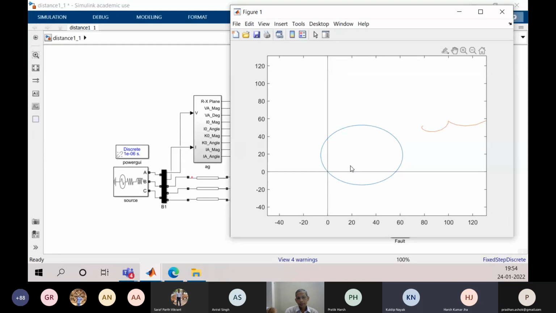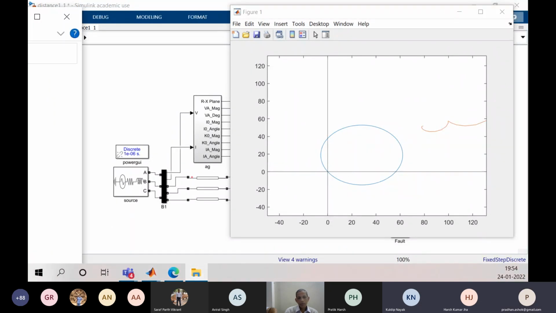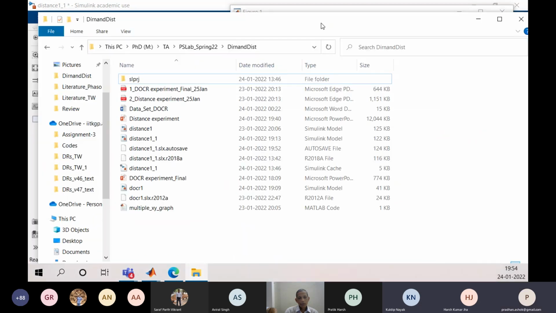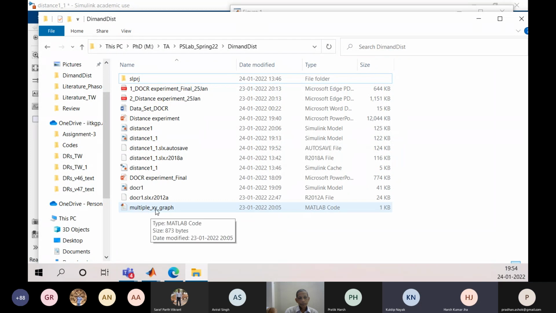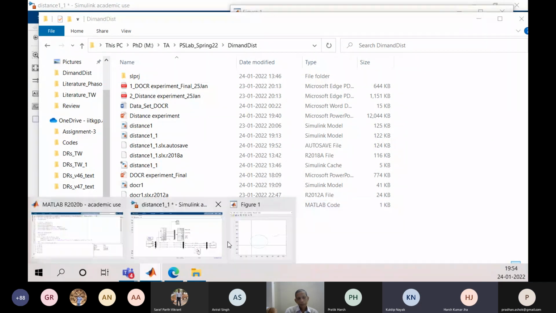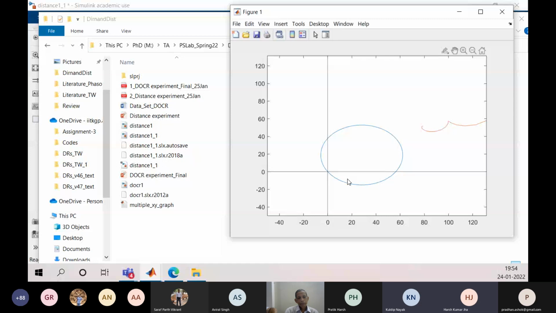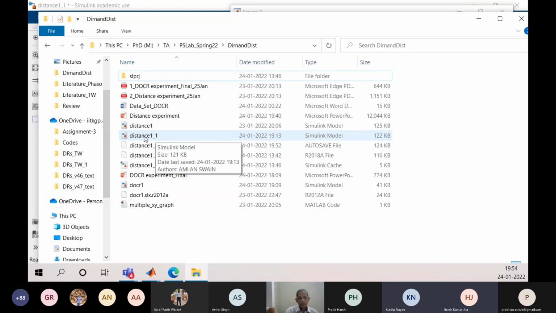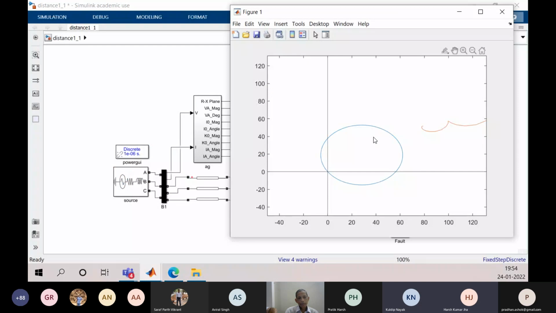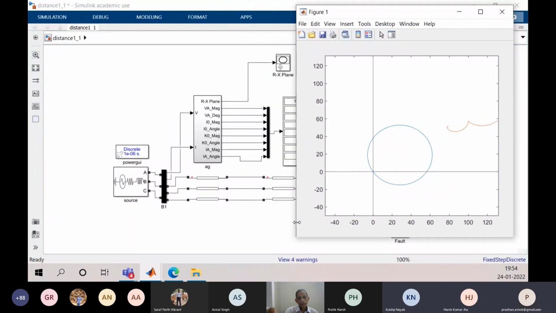And one more thing, to run this model, there is one file here. We will share two files. One is the main file, and this is multiple xy underscore graph. To create this graph, this multiple xy graph file should be in the same folder as this distance main Simulink model. Then only it will be created. So while running, you should take care of this.